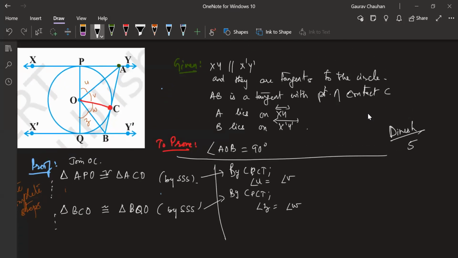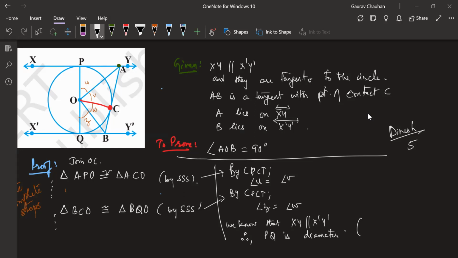Okay. Now we know that. First, we have to show that angle POQ is 180 degree. To show that it is a straight line, you have to first show that it is the diameter. PQ is the diameter. So for that, we know that XY is parallel to X dash Y dash. Therefore, PQ is diameter.